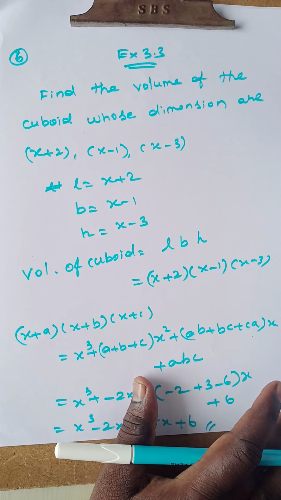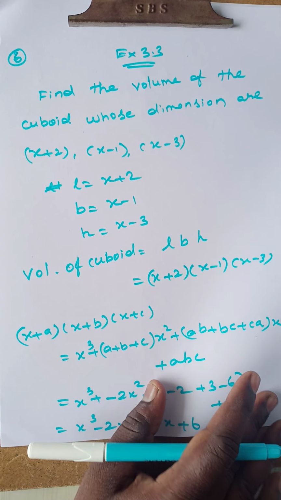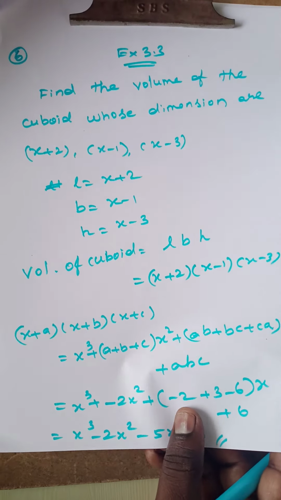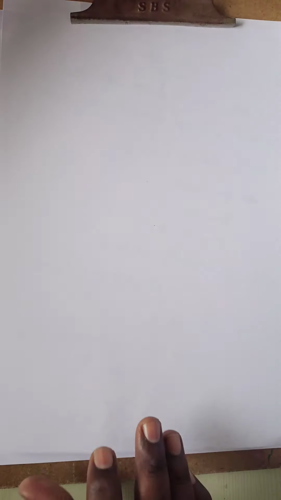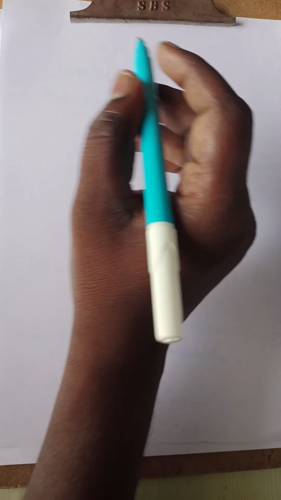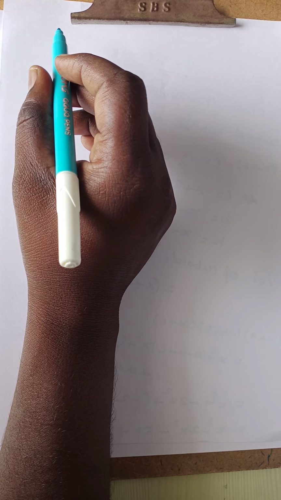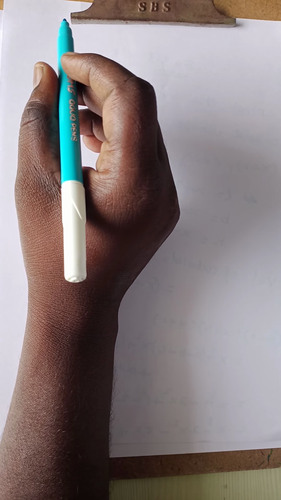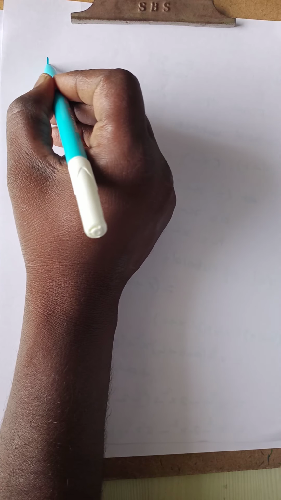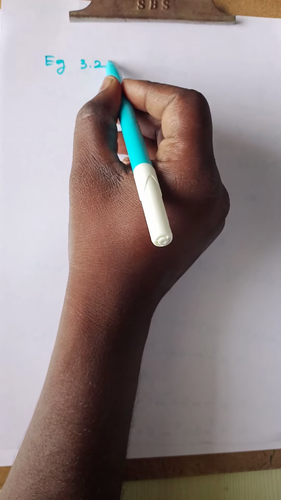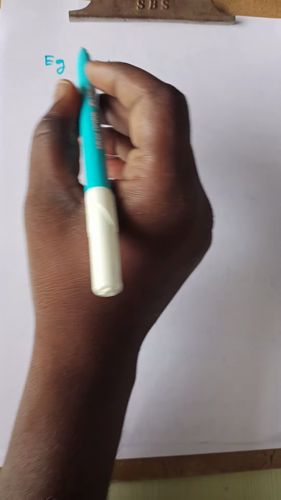Okay, next. Next exercise 3.4, based on the example sums. Exercise 3.4 example sums. It is factorization. Example 3.24. What is the question?